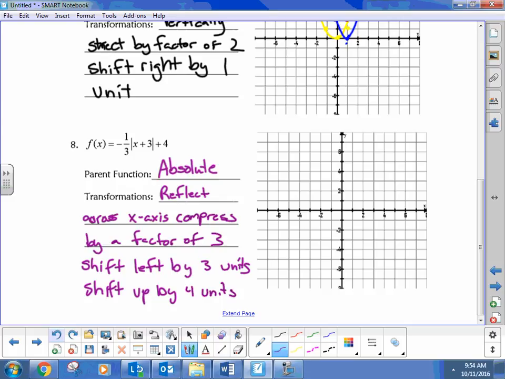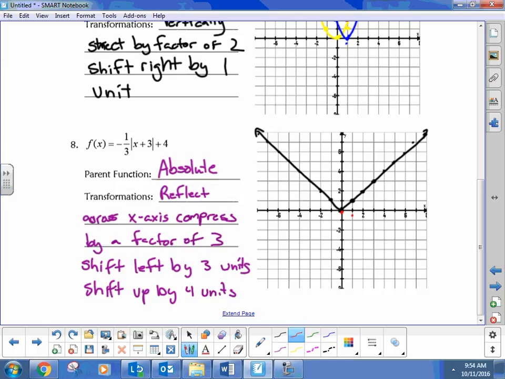Okay, so let's go ahead and do all this stuff. So let's start with the parent function. Start with the parent function. So we're going to go here, here. We'll make the parent function in black. Okay, and then we're going to reflect across the x-axis and compress by a factor of 3. Now, when we reflect, okay, when we start with 0, this is going to shift this way. Everything's going to be 1/3.